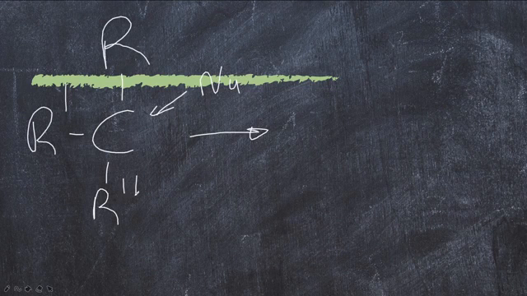Now these three groups, note they are different. Let's say this R is an ethyl group. This now is a propyl group. This now is a butyl group. And now this molecule is chiral because it has different groups attached to the primary carbon.